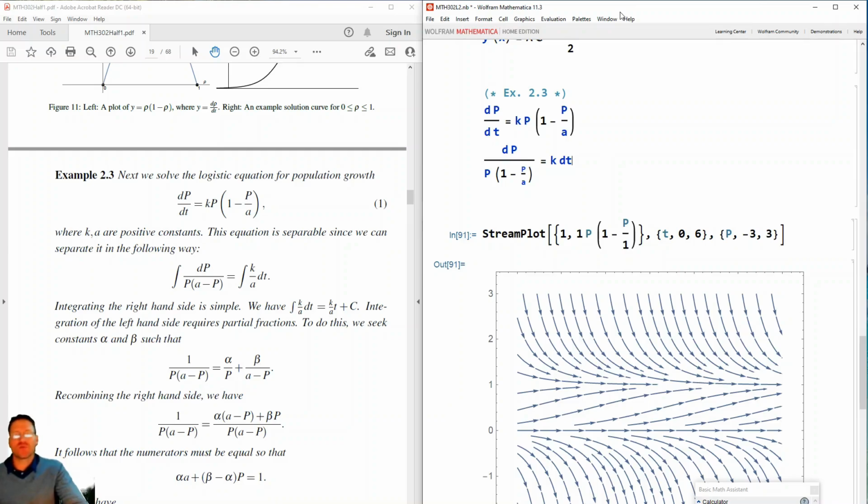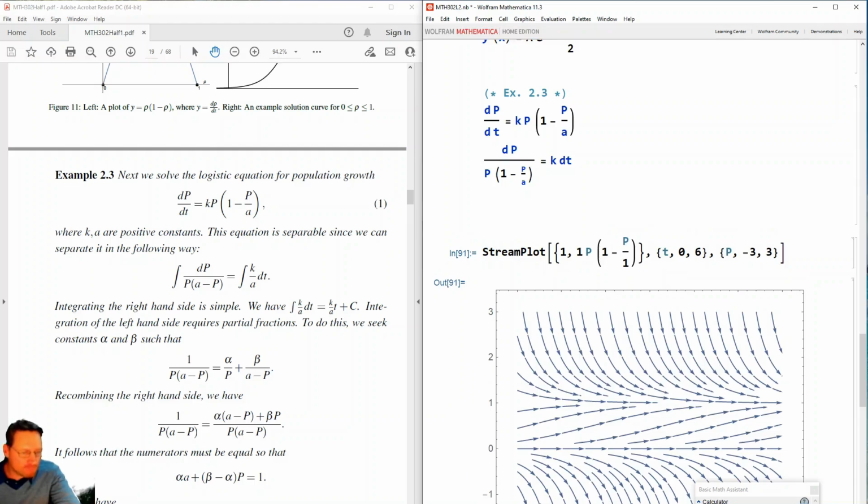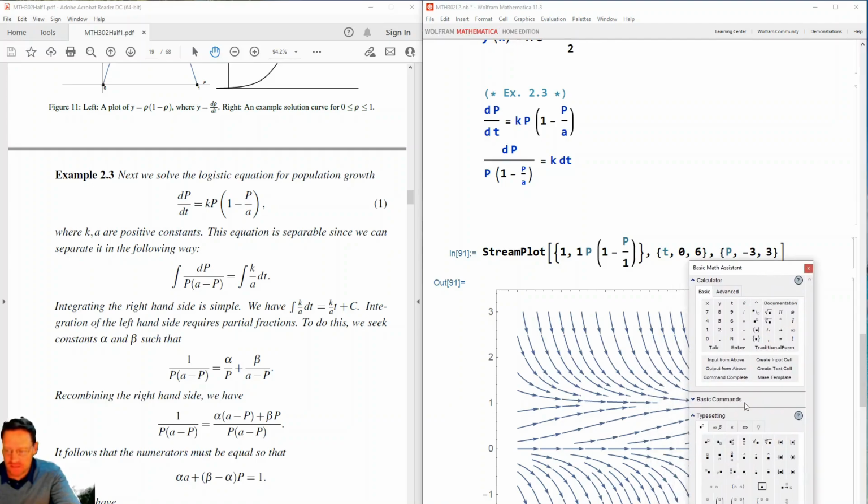Okay, so now we've separated this. And next, we want to apply integral signs. So let's go ahead and do that.